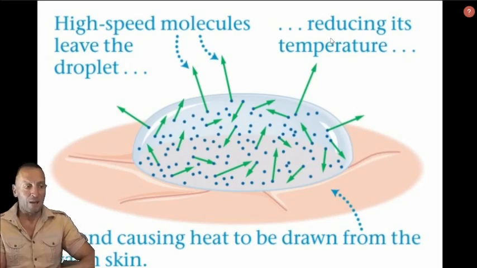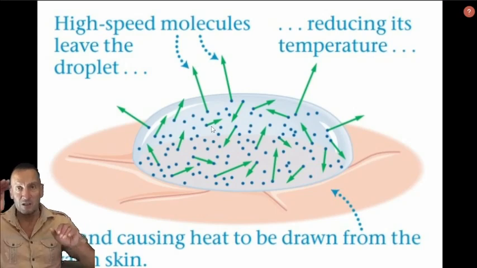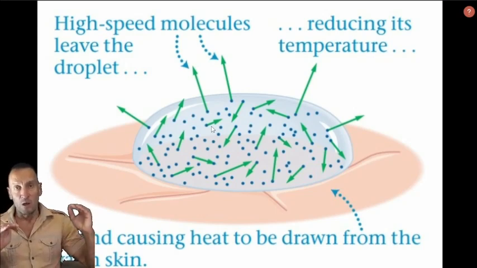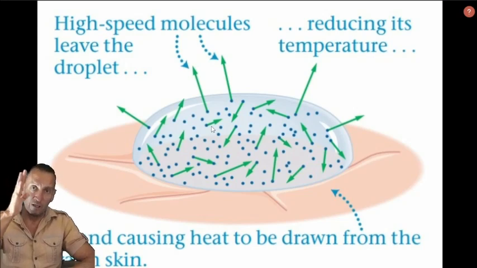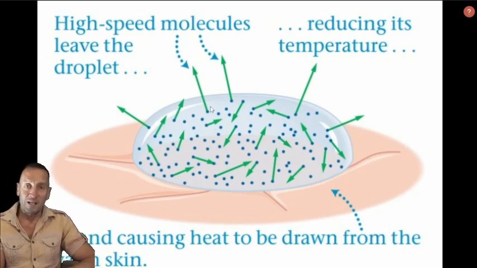I'll repeat again. Heat is drawn from the skin, goes into the droplets, increases the average speed of all of them, but the average speed is an average. Some of them are higher, some of them are lower. The higher speed ones start leaving the droplet, and because they start leaving the droplet, the average speed is getting lower, and this lowering of the average speed means reducing the temperature.